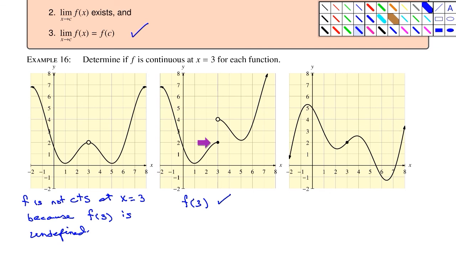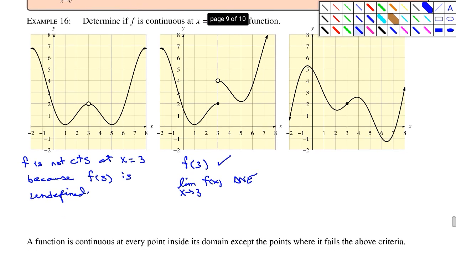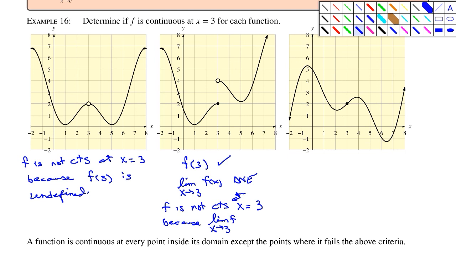Next, let's look at the limit. So the limit on the left is 2. The limit on the right is 4. So that means the limit as x goes to 3 of f of x does not exist. And so that's the kicker right there. So we would say that f is not continuous at x equals 3 because the limit as x goes to 3 of f of x does not exist.